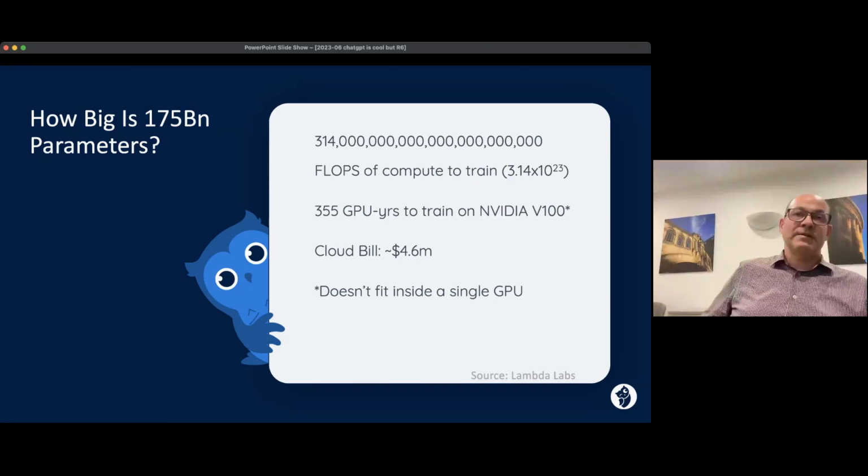And of course, nobody does that. It's trained on a large cluster of GPUs, but it gives you some idea of the massive amount of compute resources required. The folks at Lambda Labs estimated what this would cost to do on Azure, about 4.6 million for a training run. So that gives you some idea of the massive scale.